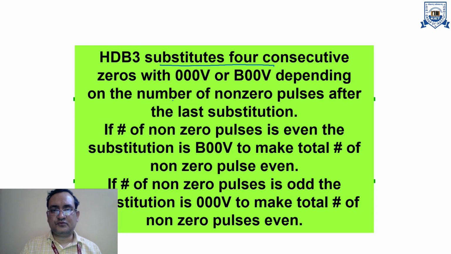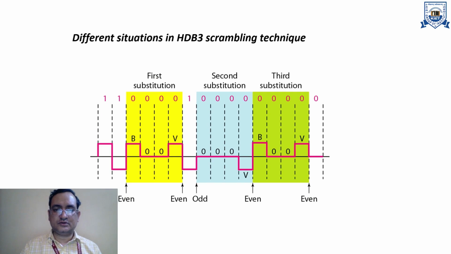HDB3 substitutes 4 consecutive zeros with 3 zeros and then V, or B double 0 and V, depending on the number of non-zero pulses after the last substitution. So this is the representation of HDB3 scrambling codes. You can see that this is the first substitution, which will be replaced by B00V, and the second substitution will be 000 with minus voltage, and then the third substitution will be positive 00 positive.